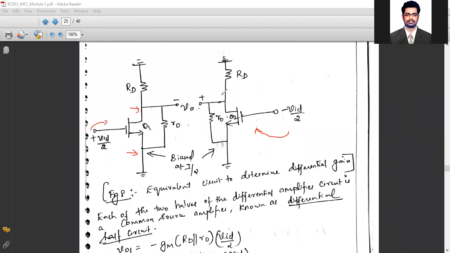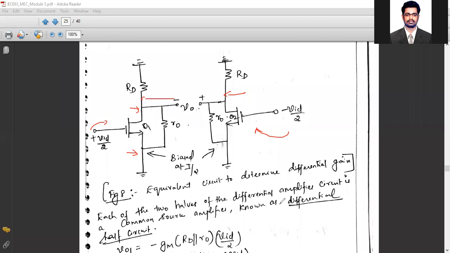And we are getting a positive voltage at the drain of Q2 and a negative voltage at the drain of Q1. One more difference you can see is that I have separated the two circuits. Rather than connecting the sources together, I have separated them into two halves. Why? Because I need to consider the effect of small r0 separately. Clear, students? Each of the two halves of the differential amplifier circuit is a common source amplifier, and they are known as differential half circuits.